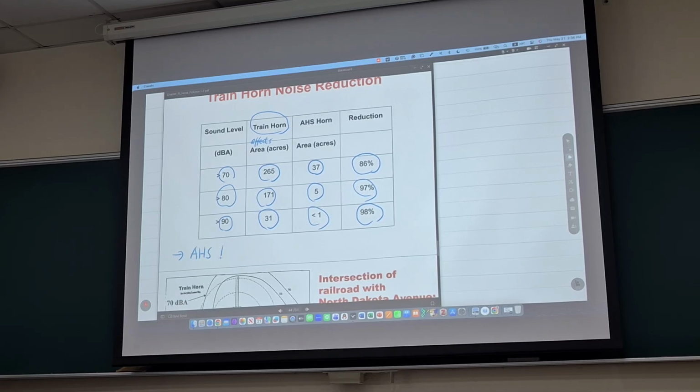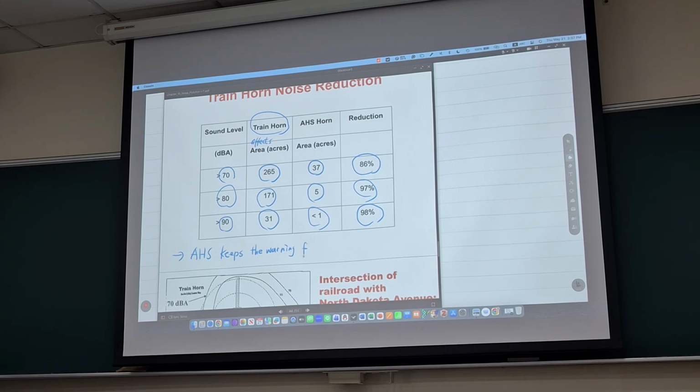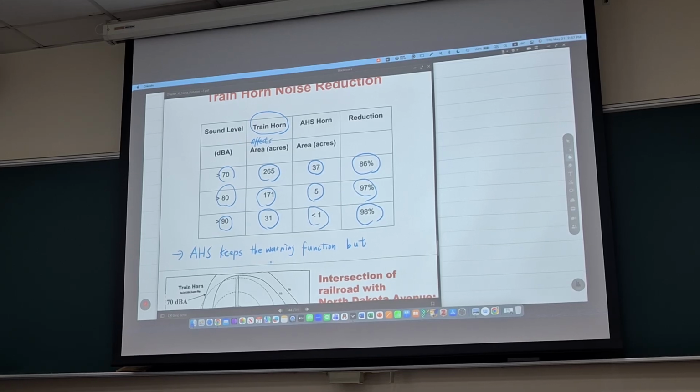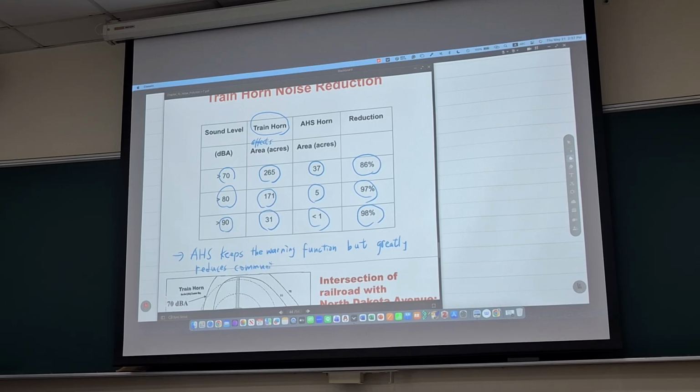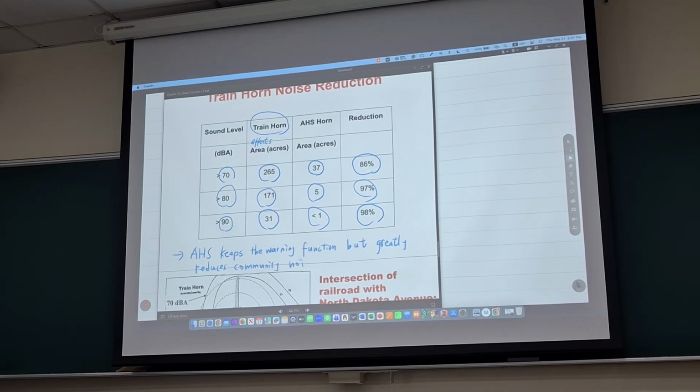So this tells us AHS keeps the warning functions. Okay, from our surveys, right? So the AHS keeps the warning function, but gradually reduces community noise. Okay, so the neighborhood will now no longer complain.